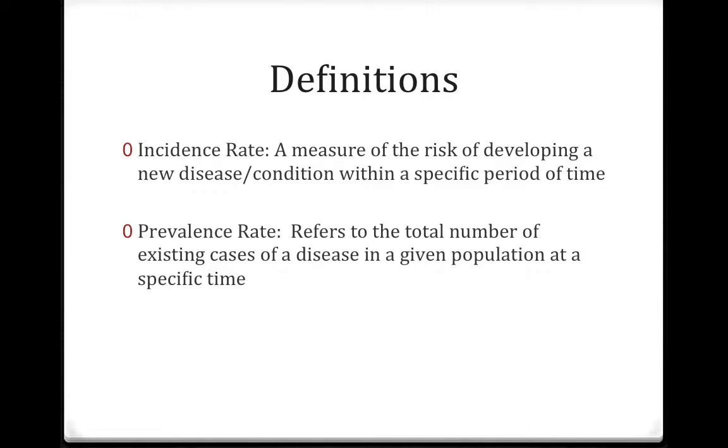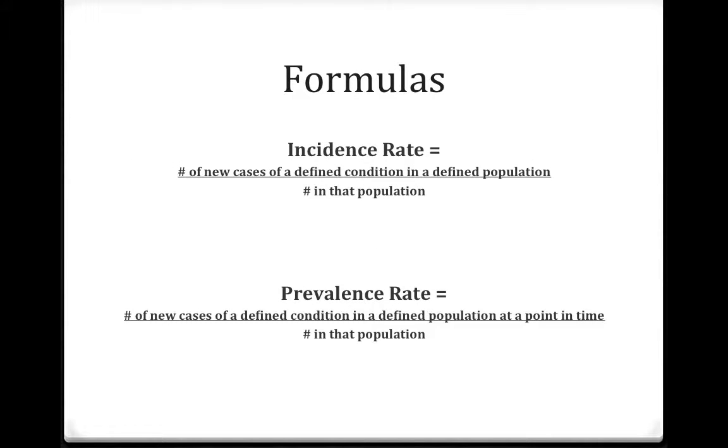Before we get started with our formulas, let's go ahead and define incidence and prevalence. Incidence deals with new cases where prevalence deals with existing cases. Incidence rate is defined as a measure of the risk of developing a new disease and/or condition within a specific period of time, whereas prevalence refers to the total number of existing cases of a disease in a given population at a specific time.